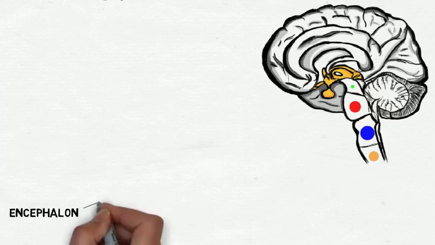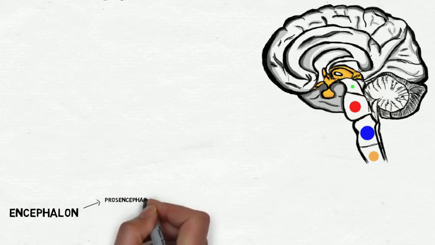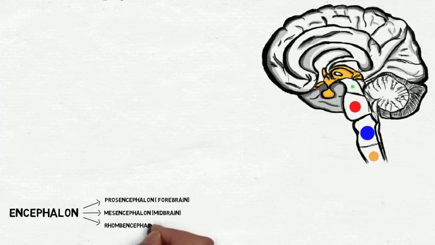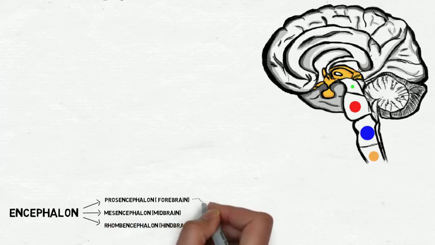The brain is also called the encephalon and is divided into three parts: the prosencephalon, or forebrain, the mesencephalon, or midbrain, and the last is the rhombencephalon, or hindbrain.